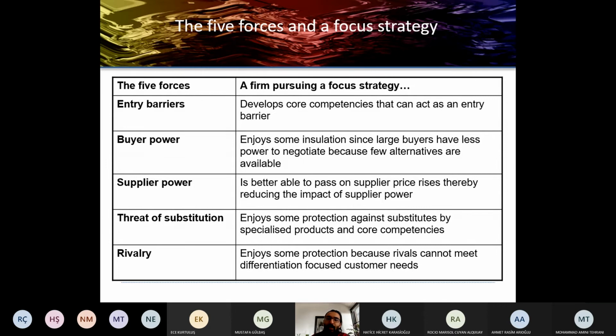Supplier power: you can pass the supplier price to the end users, customers. And also you enjoy protection against substitutes and rivals because they cannot easily imitate your focus strategy, right? Because you have a specific target group. They get used to you. I mean, you cannot say that I will create a high luxury brand of watches, for example, and I will be a competitor with Rolex. Rolex is a 100 years old company, right? It's very hard to fight with that brand image, brand loyalty.